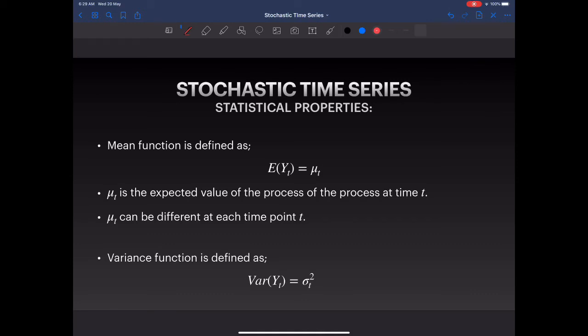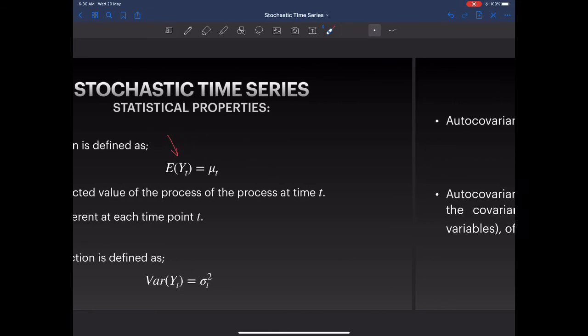For stochastic properties, it means that our stochastic process may have these particular functions. First, the mean function, defined by the expected value of yt equal to mu t. Mu t is the expected value of the process at time t and may be different at each time point t. Then the variance function of yt equals sigma squared at time t.